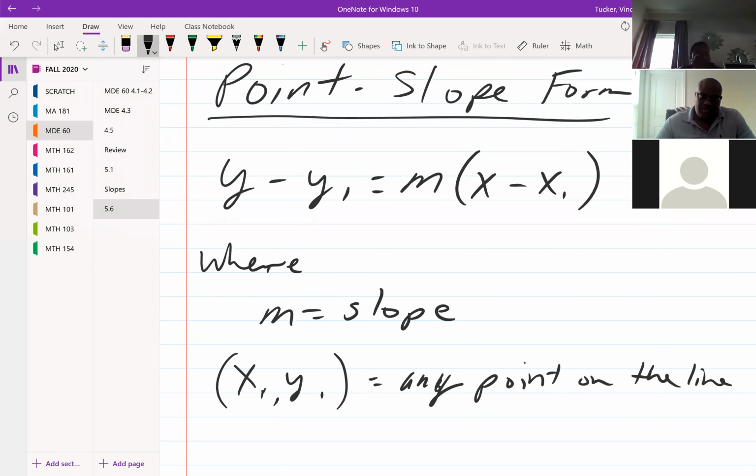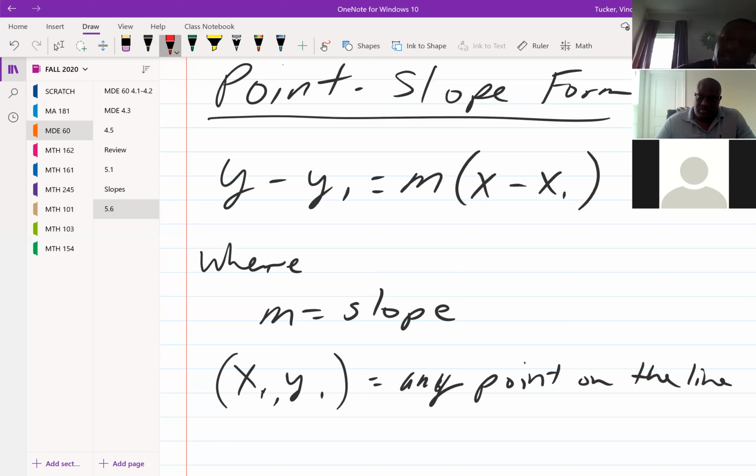All right. So your point slope form is y minus y1 equal to m times x minus x1, where m is your slope and x1, y1 will be the coordinates of any point on the line. So if you have at least one point and the slope of the line, you can figure out what the equation of that line would be by plugging it into this format.